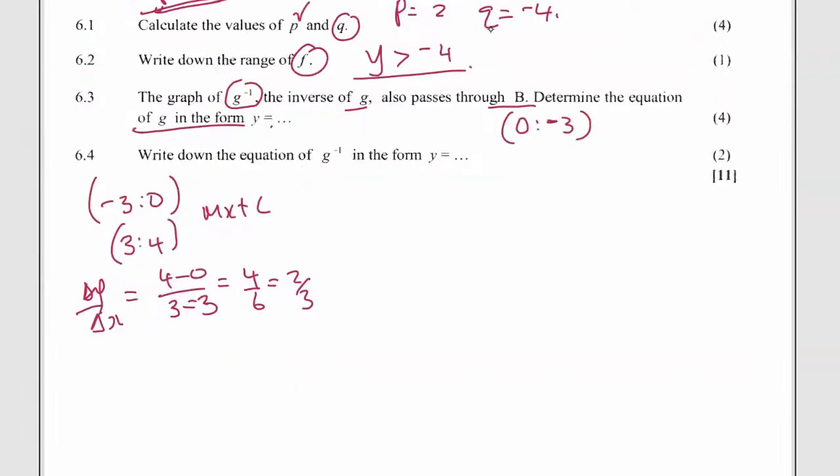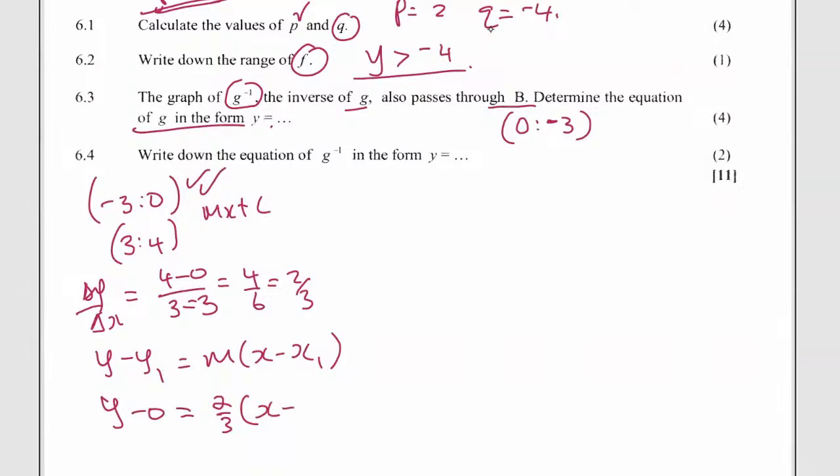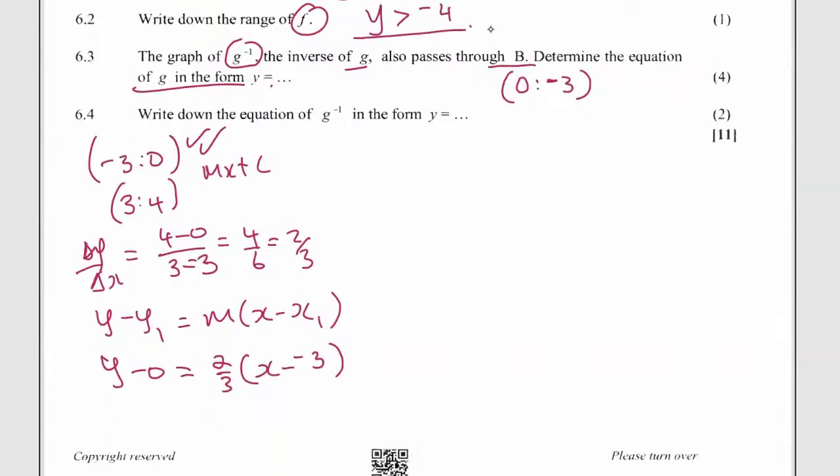Then with the equation of a line, we know that y minus y1 is equal to m times (x minus x1). I'll use (-3, 0) as a point of choice. So that's going to be y minus 0 is equal to 2 over 3 times (x minus -3). If we simplify this further, we shall have 2 over 3 x, that's going to be plus 2. So that is what I'm ending up with.